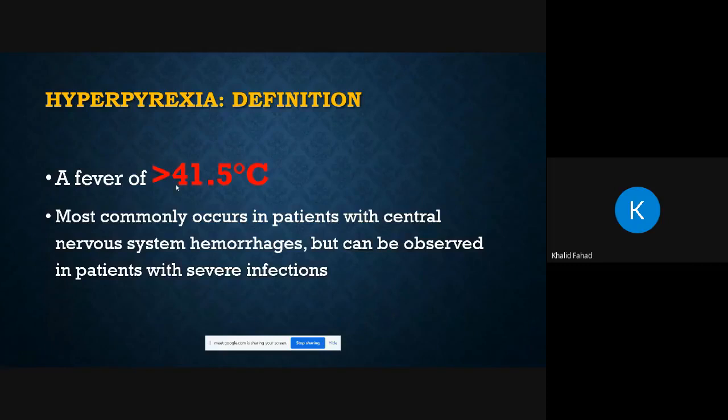Most commonly it occurs in a patient with central nervous system hemorrhage, for example, a patient with hemorrhagic stroke. However, it can be observed in patients with severe infection. So it will not differentiate between central nervous system hemorrhage versus severe infections. But what is common is that it is usually seen in central nervous system hemorrhage, and uncommonly severe infections cause such a high fever. So when a patient presents with fever more than 41.5, we have to bear in mind that the patient may have central nervous system hemorrhage, but it is not diagnostic. We have to rule out severe infections. So it is just a descriptive term.